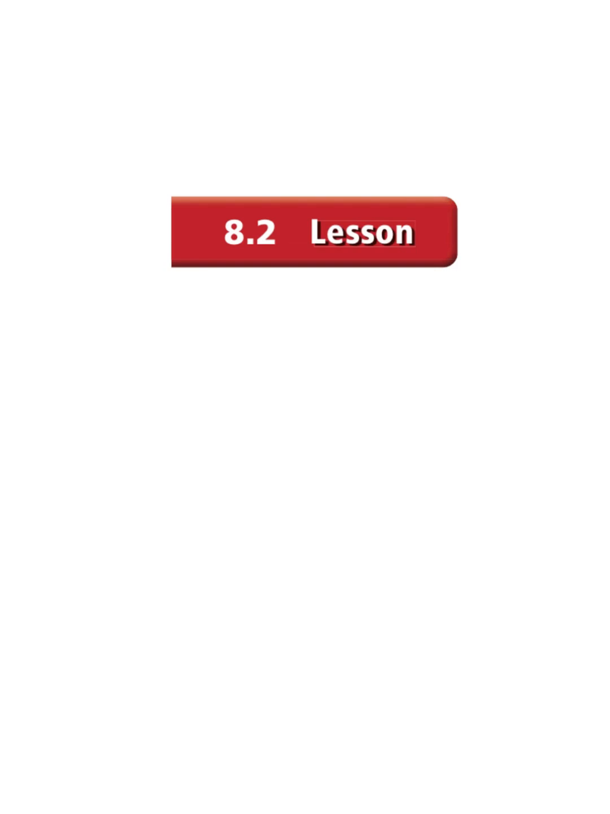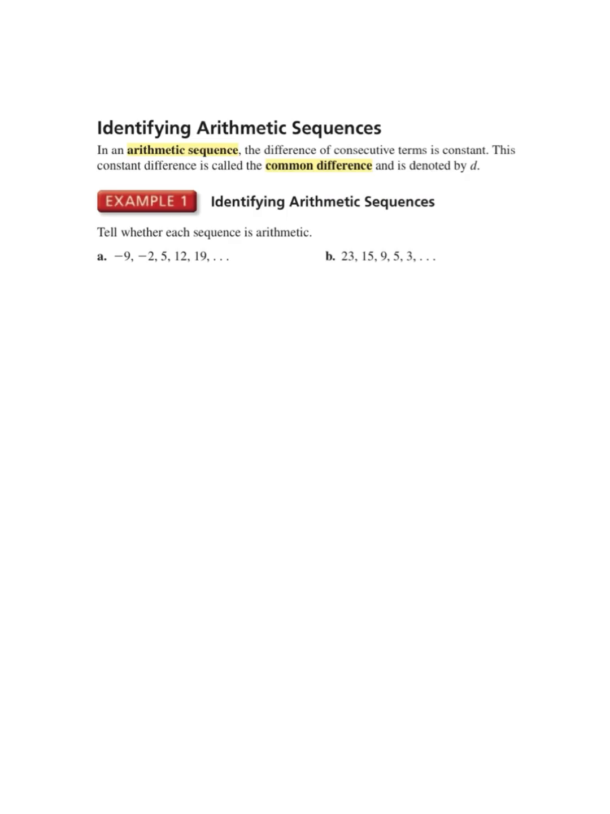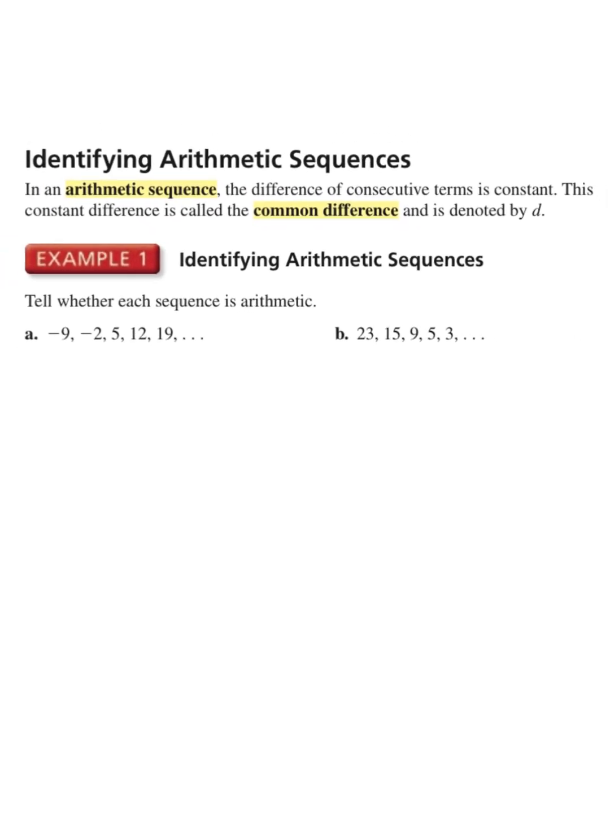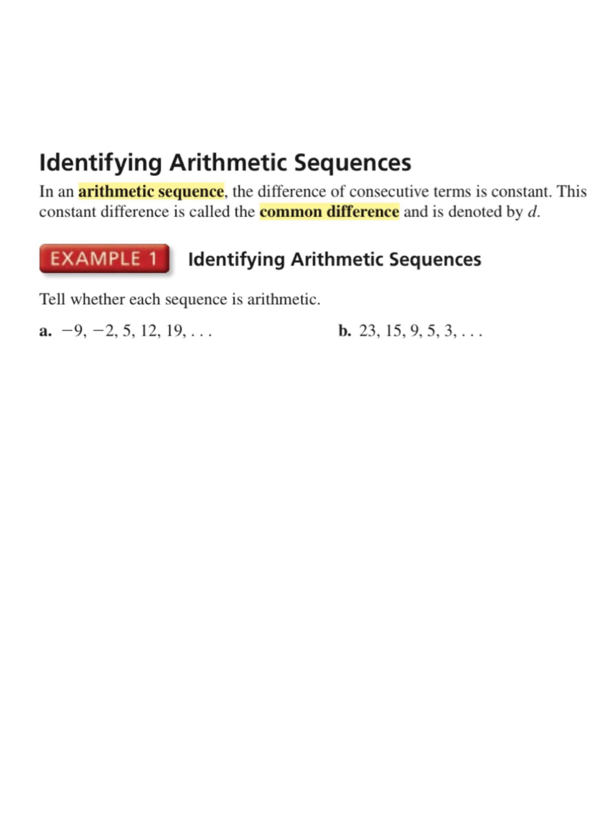Good morning. Today we're going over 8.2, which is arithmetic sequence notes. Now, to identify arithmetic sequences, that is the difference of a consecutive term in constants. This constant difference is called the common difference and is denoted by D. So what does that mean? If the numbers go up or down by a common number, then it would be arithmetic.